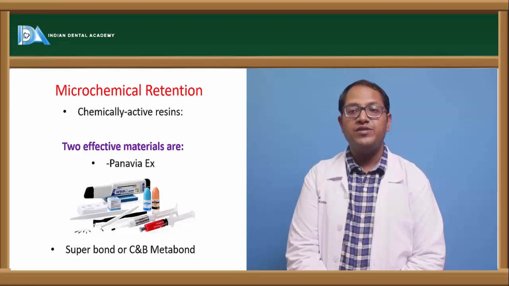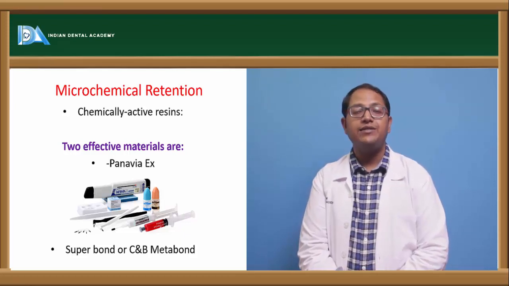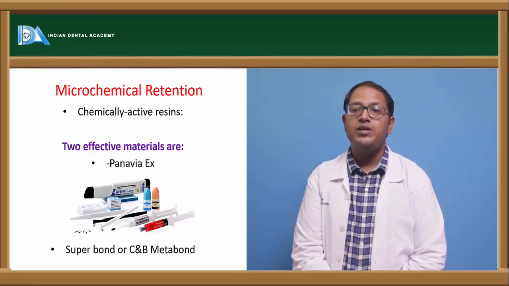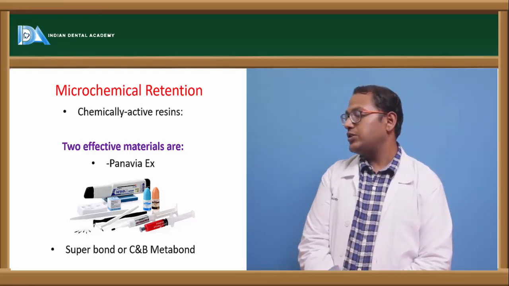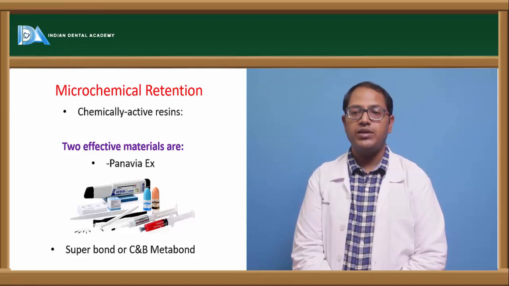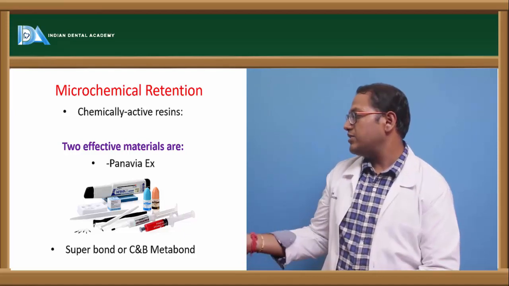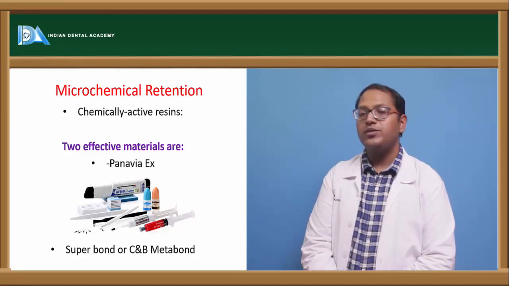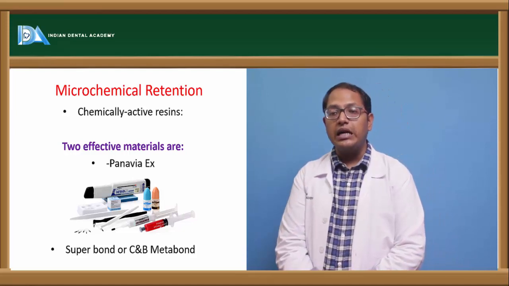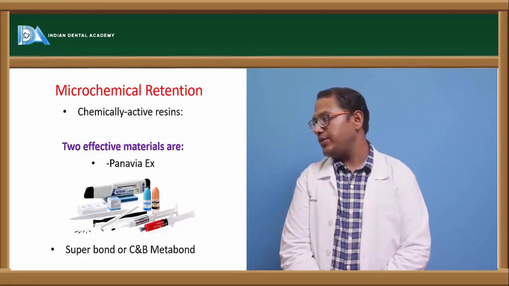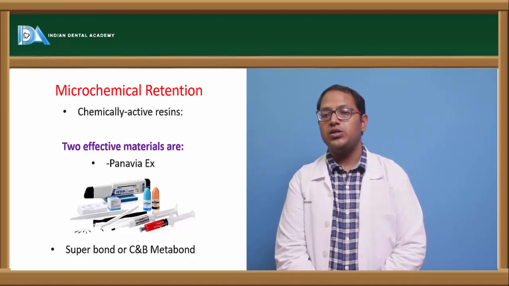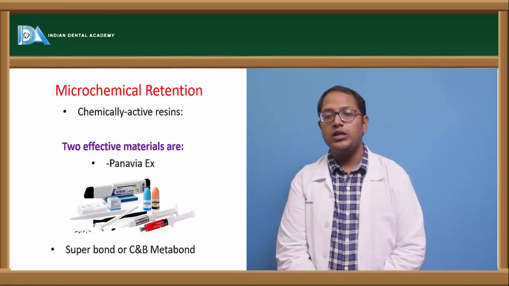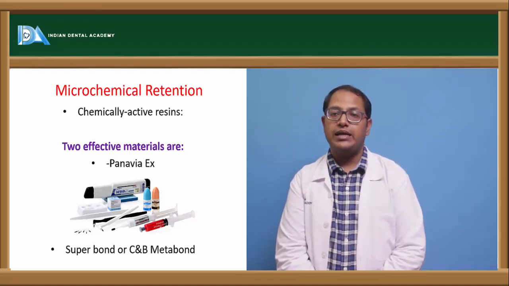Panavia EX is from a company of Japan, which contains an active phosphate ester of bis-GMA in the monomer form. Whereas the Superbond, which we are seeing, is also from Japan basically. Only this Metabond is from the USA. The CNB Metabond of the USA contains 4-META as the active chemical agent in the resin. So Panavia has bis-GMA, whereas your Superbond and Metabond both have 4-META as the chemical agent in the resin.